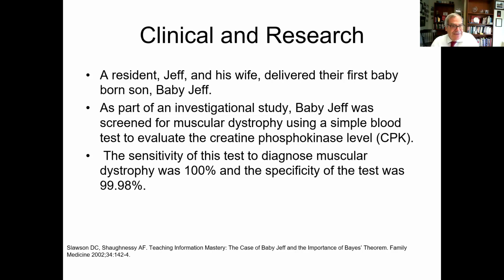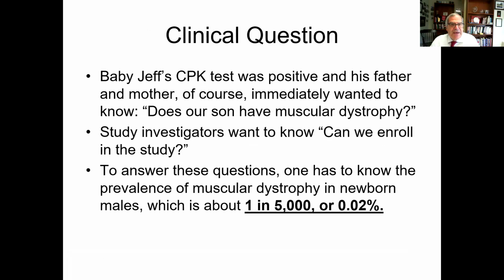So you would typically think, we're doing a research project, everything else there, hey, this is pretty good. This is a really good test. Muscular dystrophy is a terrible condition. We certainly want a diagnosis. But this is why it's so important to understand sensitivity, specificity, and positive predictive value. And is this an appropriate test to do? Baby Jeff's CPK test was positive. And his father and mother, of course, immediately wanted to know, does our son have muscular dystrophy?